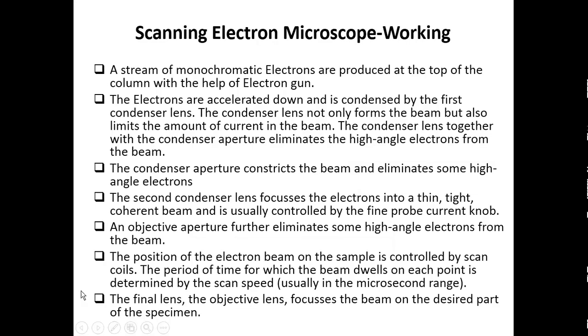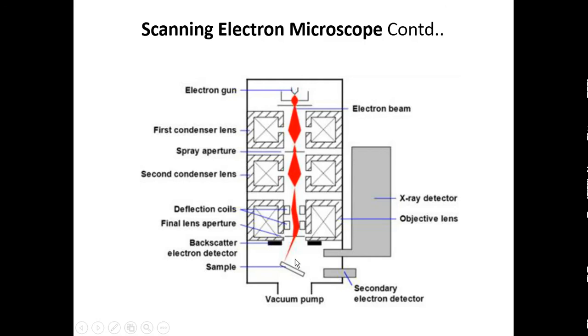The position of the electron beam on the sample is controlled by scan coils. The position of the beam over the sample, in order to fall the beam exactly over the sample, there are deflection coils provided here. So here the deflection coil will be acting, and that will always make this collimated beam directed exactly over the surface with a very high energy. Okay.